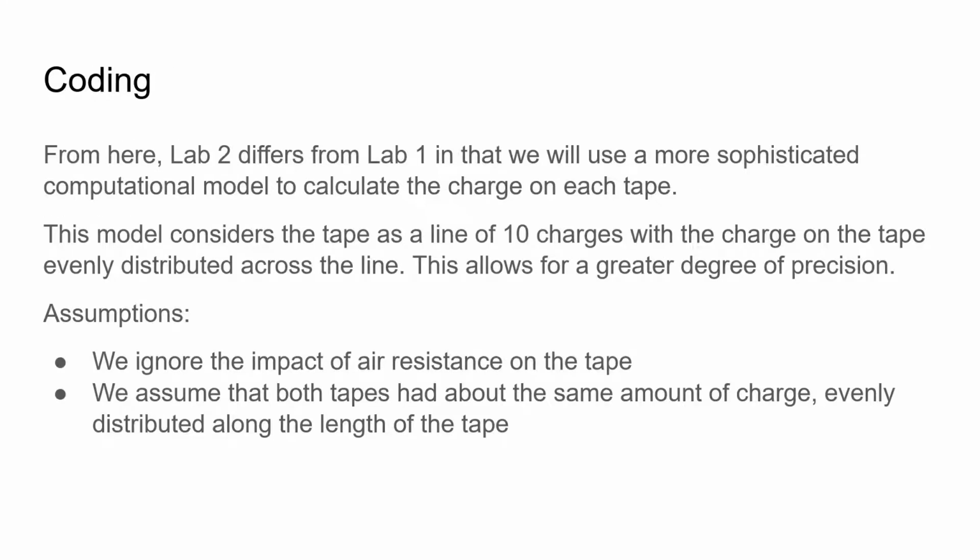So at this point, Lab 2 starts to differ from Lab 1, in that we use a more sophisticated computational model to calculate a charge in each tape. This model considers the tape as a line of 10 charges, with the charge on the tape evenly distributed across the line, as opposed to in Lab 1 when we just used one point charge as the model for the tape. The assumptions that we make are that we ignore the impact of air resistance on the tape, and we assume that both tapes have about the same amount of charge.